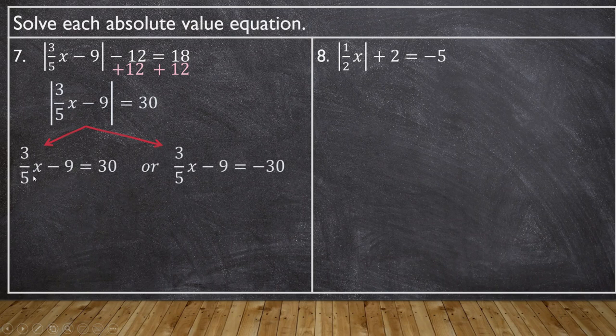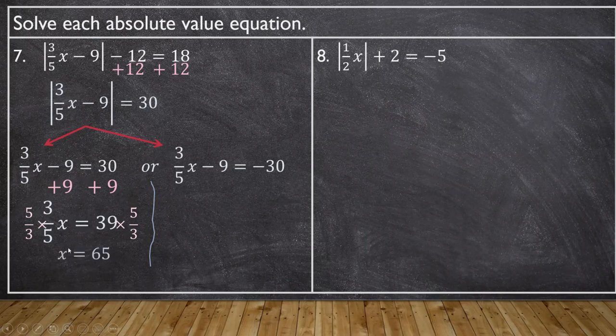So I set 3/5 x minus 9 equal to a positive 30, or 3/5 x minus 9 equal to a negative 30. Now I can just work the left side and the right side. I add 9 to both sides. 30 plus 9 is 39. So we have 3/5 x equals 39. Again, we have a fractional coefficient. How do we get rid of fractions? We multiply by the reciprocal. The reciprocal, remember, is just the denominator and the numerator flipped. So 5/3 times 39 gives me 65, and x is equal to 65.